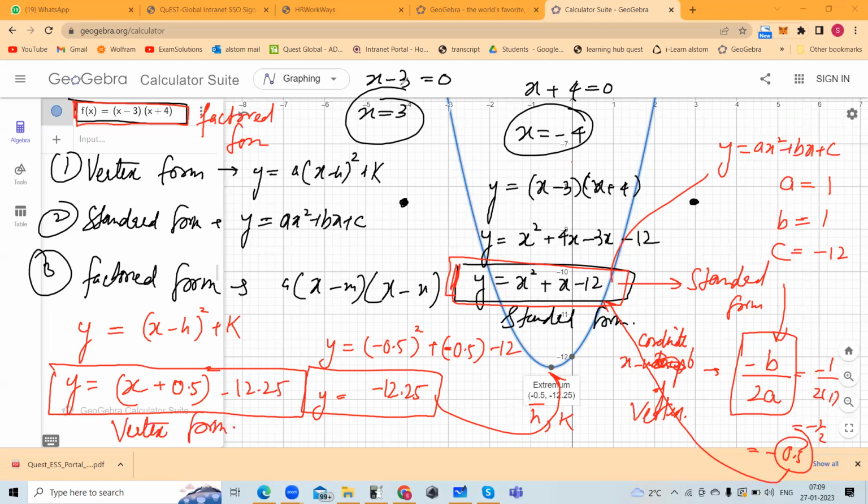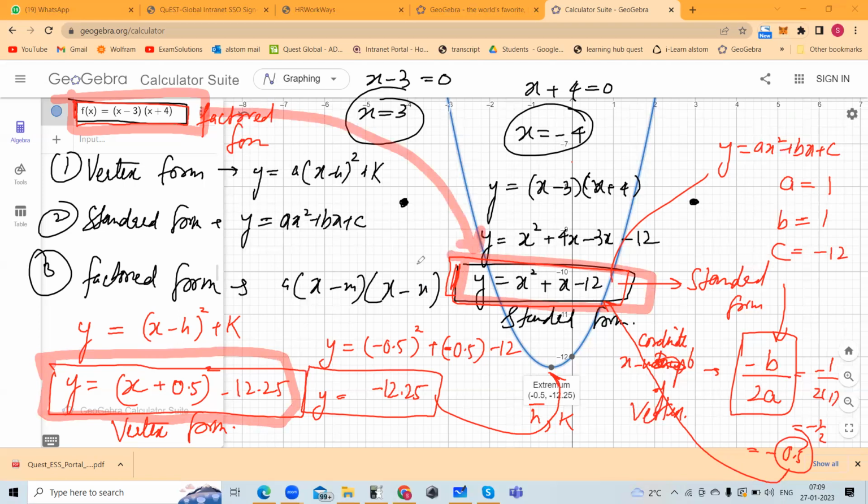So we got the three forms. One is the factored form, another is the vertex form, and the third is the standard form. So you should be able to convert all of these into each other. Now, you calculated the vertex from the standard form by using the formula negative b divided by 2a, right? You can also calculate the x-coordinate of the vertex from this factored form. How?